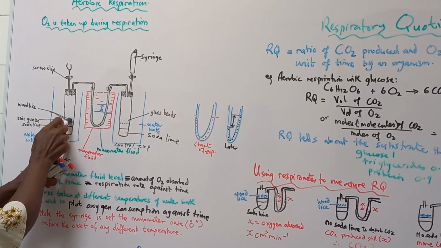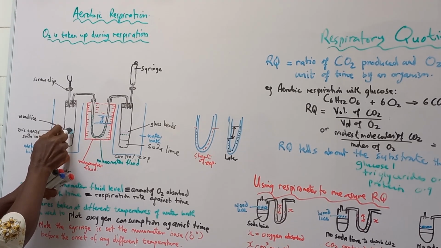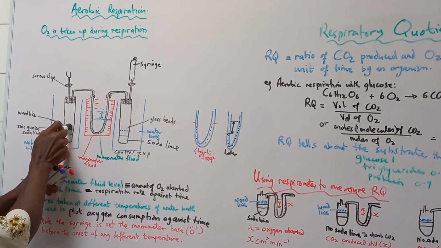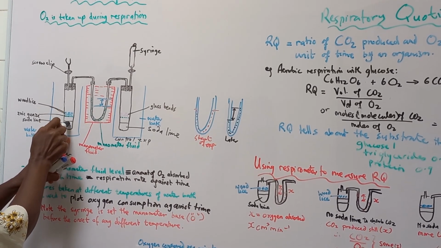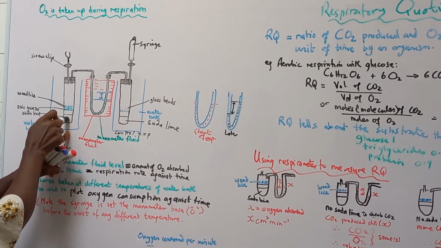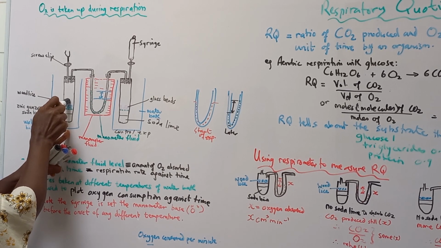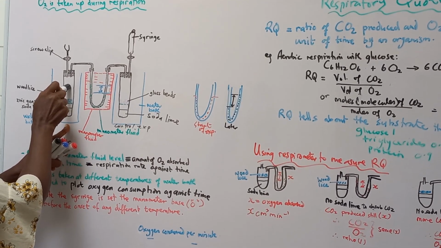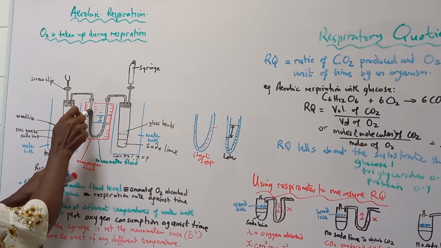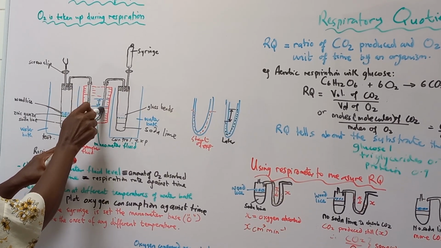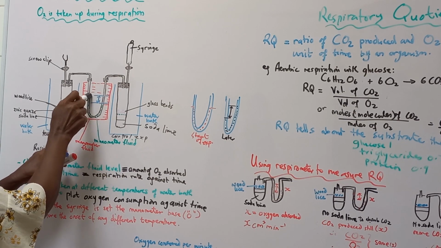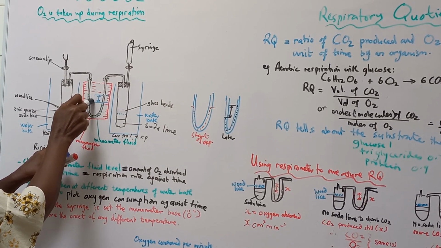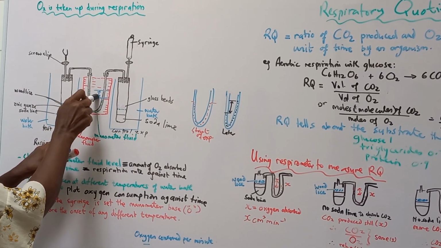Now, if the organism here respires, the organism will use oxygen up and produce carbon dioxide. That's the woodlouse, which produces carbon dioxide. The carbon dioxide is absorbed by the soda lime. So the oxygen that is absorbed will reduce the pressure in here. And so if the pressure here reduces to be less than the pressure here, we'll have a difference in the manometer level, showing the amount of oxygen that has been absorbed.